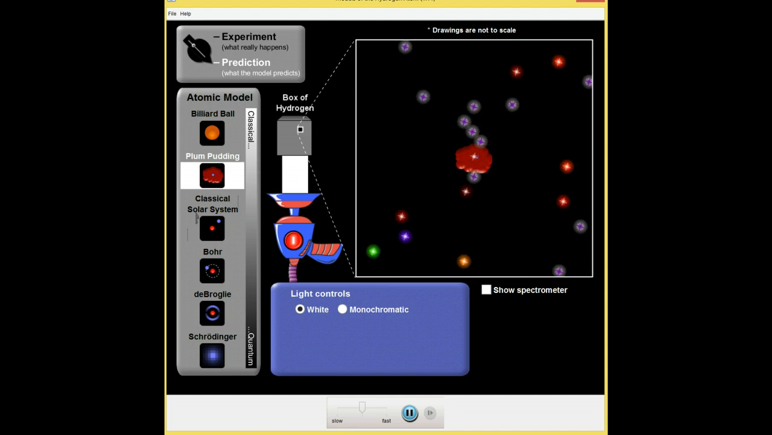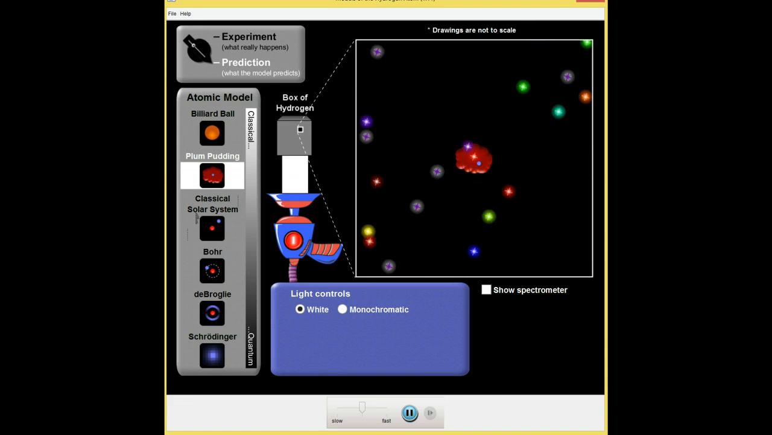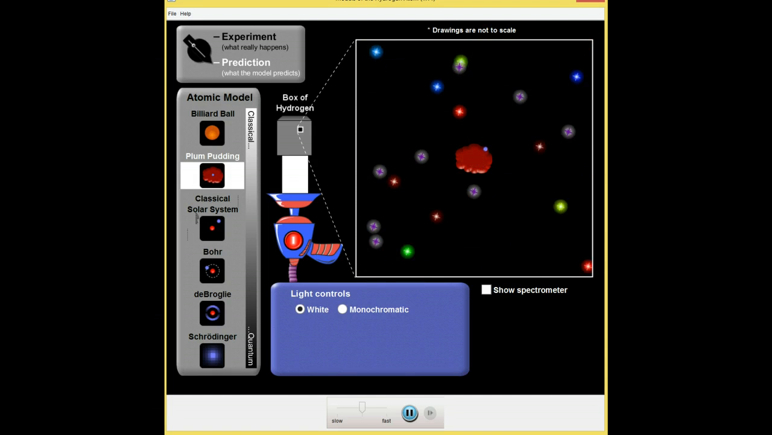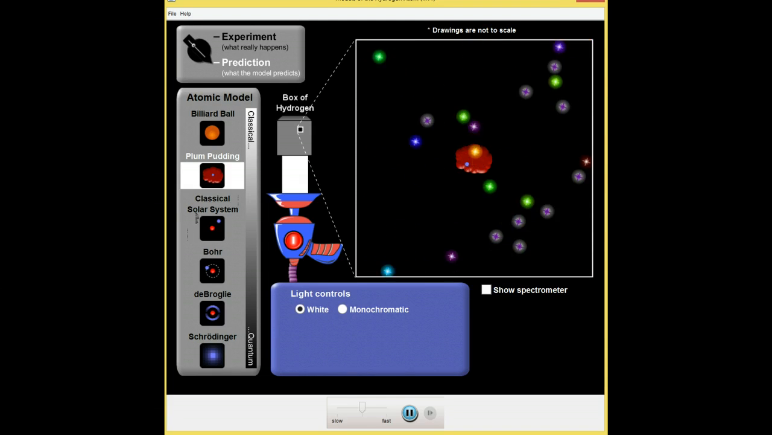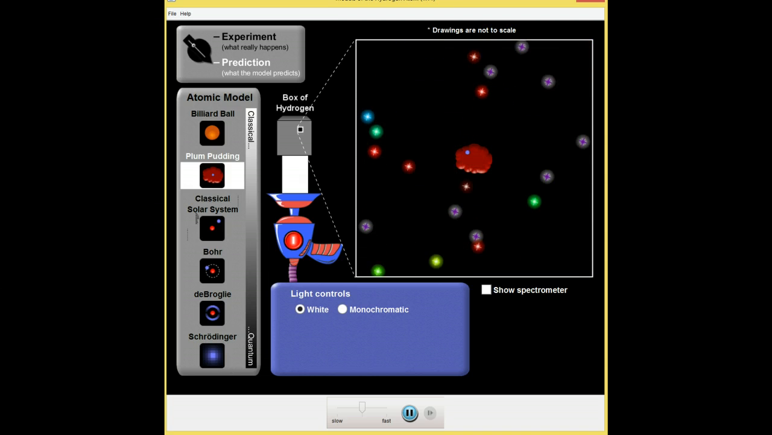If you watch the simulation, you see that Thomson's model allows most of the light to go through unchanged, but the electron occasionally gets hit by light and some light comes out. Thomson's evidence changed the model of the atom.